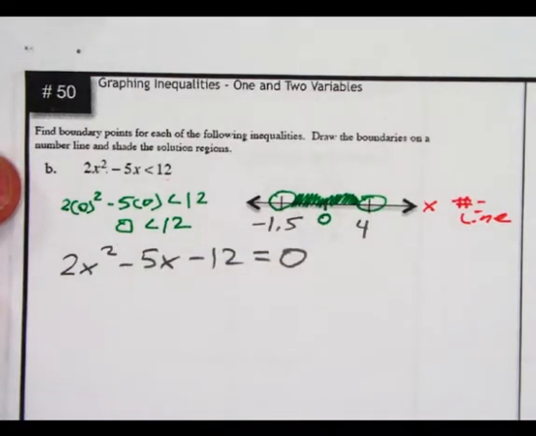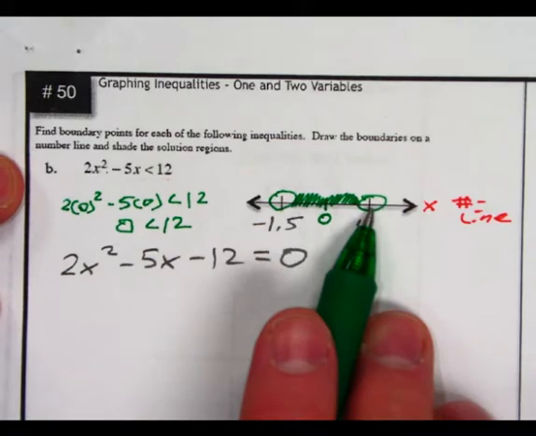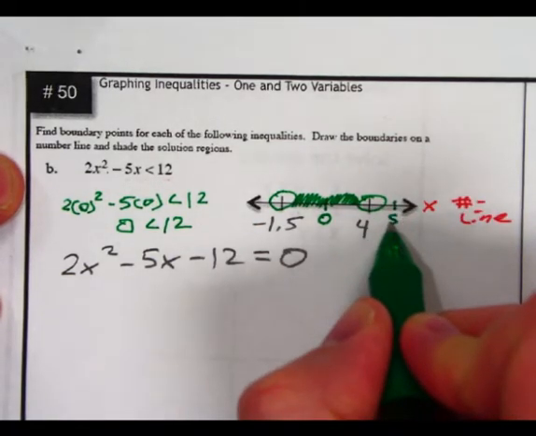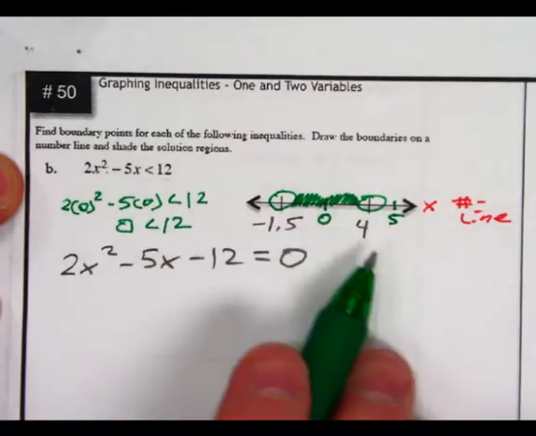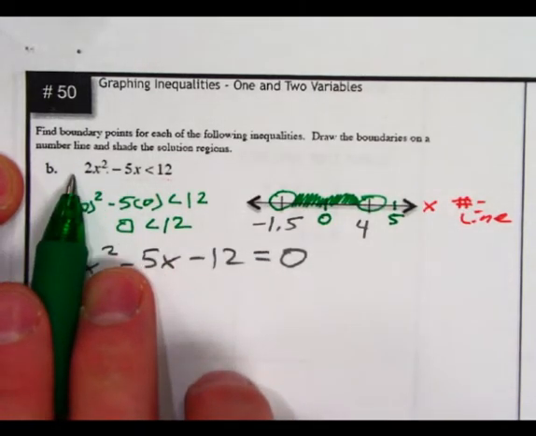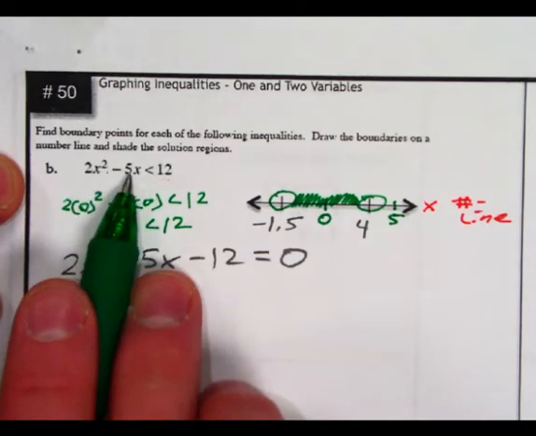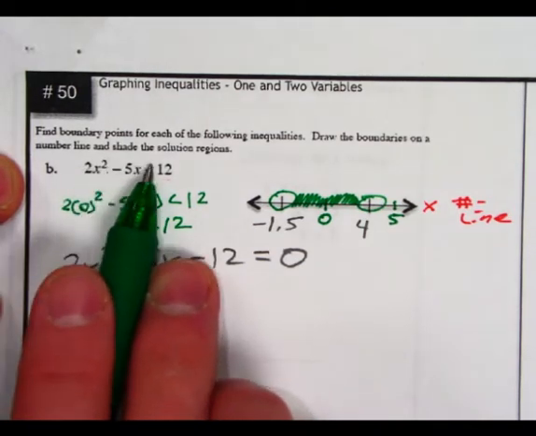Now to prove that that's the correct shading and the correct answer, I would try a number like 5. 5 is over here. If I test the number 5 and plug it in, 5 squared is 25 times 2 is 50, and then 50 minus 5 times 5, which is 25, gives 25. Is 25 less than 12? No!